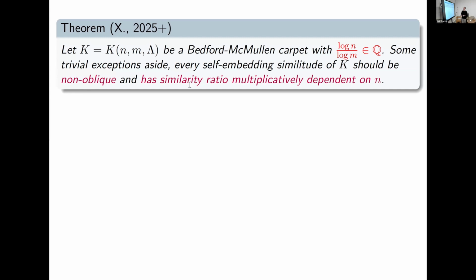But of course, in this case, we cannot prove that the similarity ratio should be 1, because such a carpet can be a self-similar carpet, and there are many self-embeddings of it which have similarity ratio strictly less than 1. But at least the similarity ratio of the embedding map is a rational power of n.